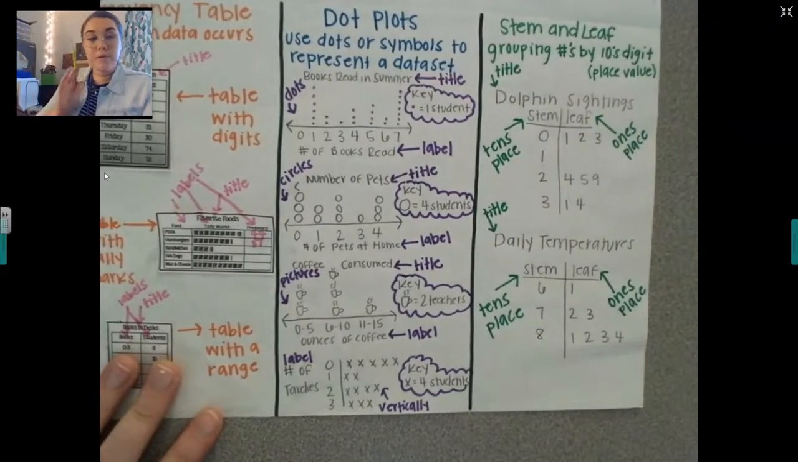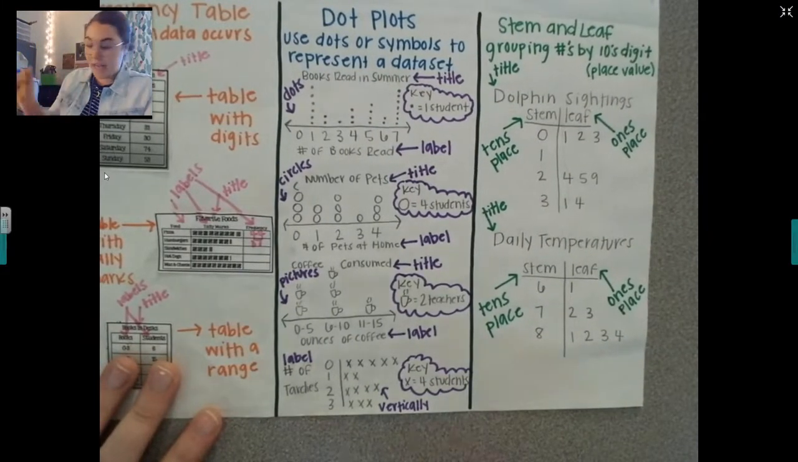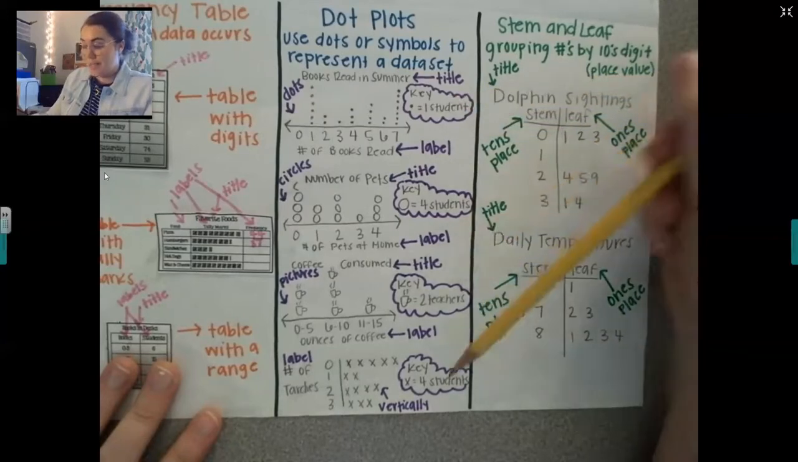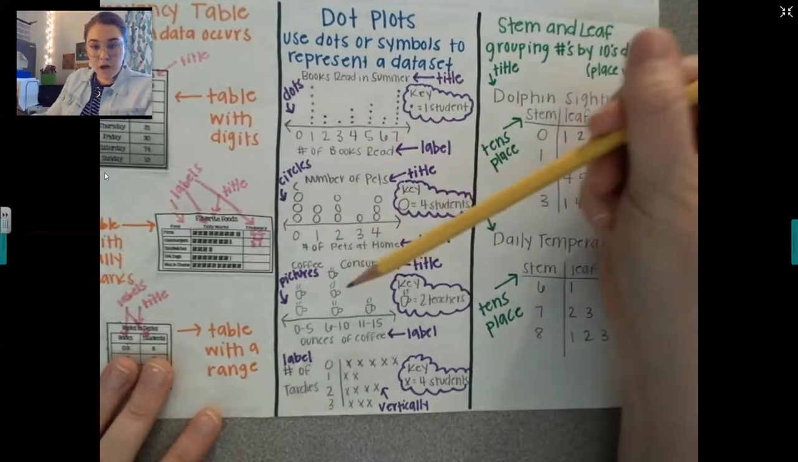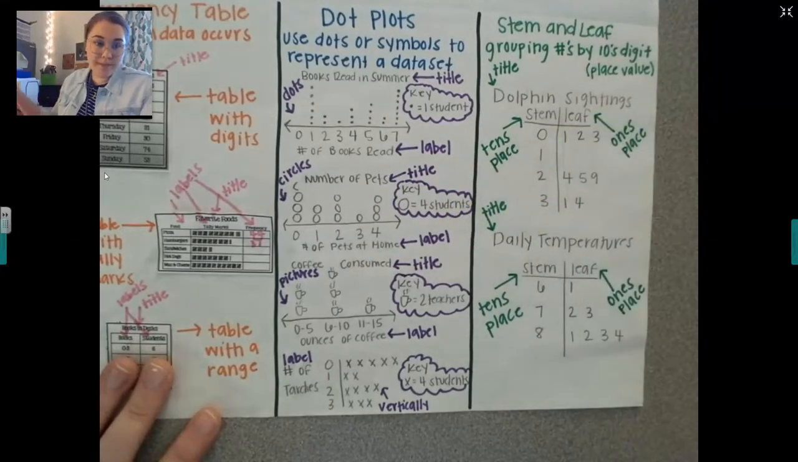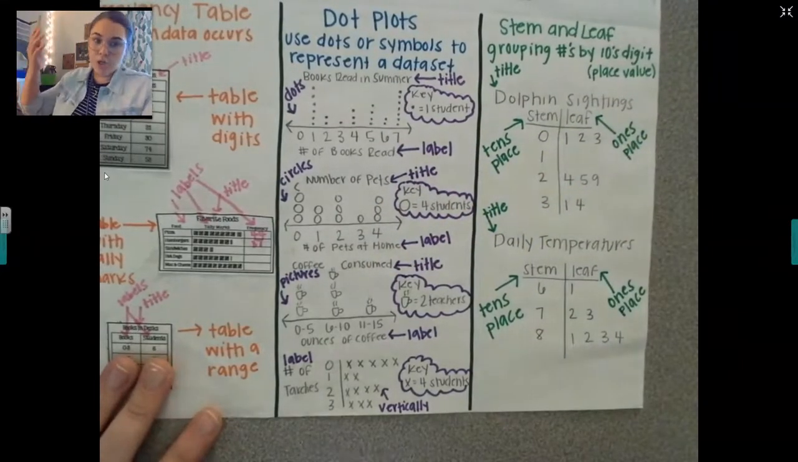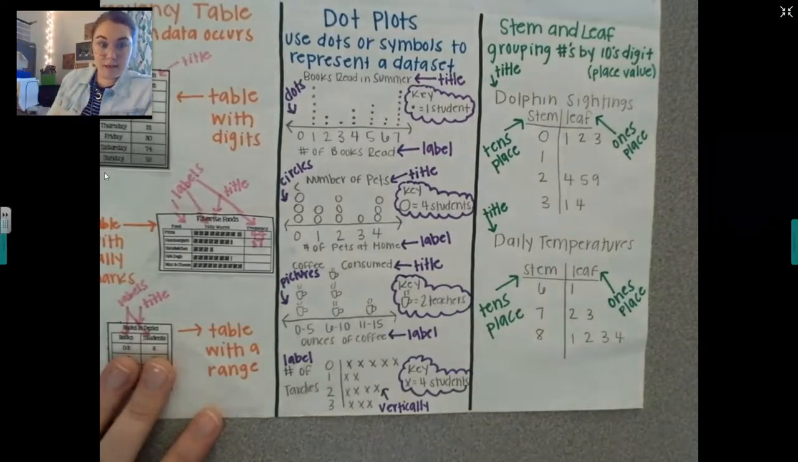On a dot plot, you have to be very, very careful because the key can trick you. So you have different keys here, and you need to see, like this one, the circle represents 4 students, or the coffee cup represents 2 students. So you might see symbols, pictures, dots, whatever it is, just make sure you pay attention to that key.